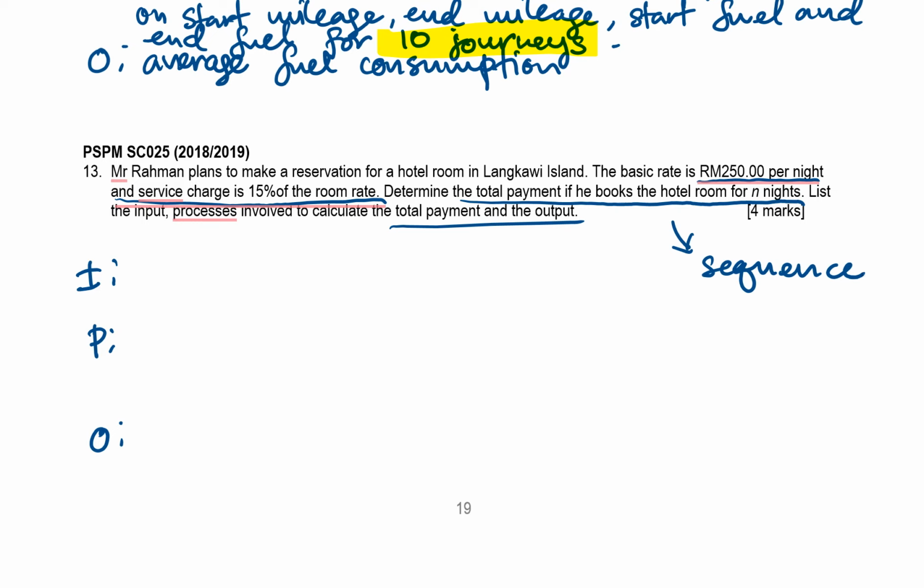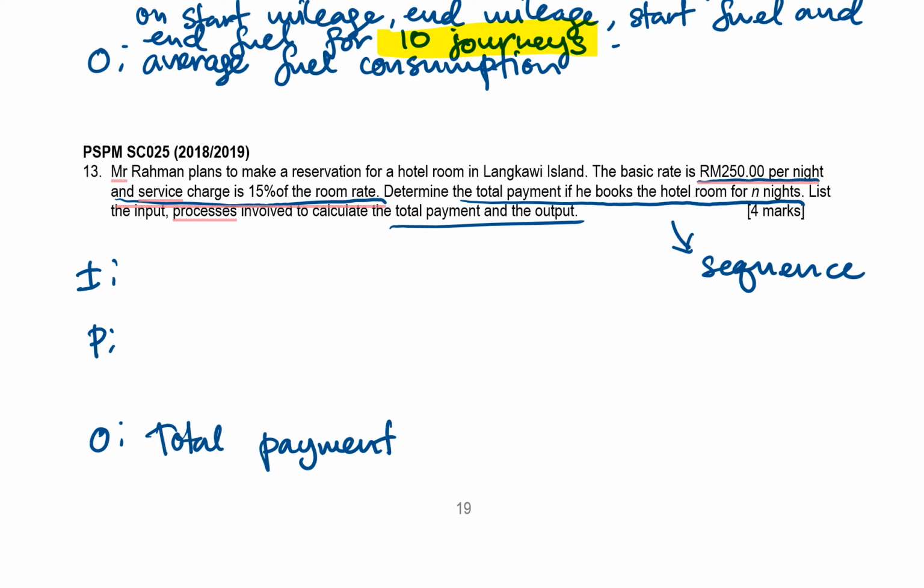Sequence control structure. Do you have condition in this question? No, you don't have condition. Do you have a repetition? Is this a repetition? No, because the question did not mention for how many times. Okay, next. What is the output? Total payment.